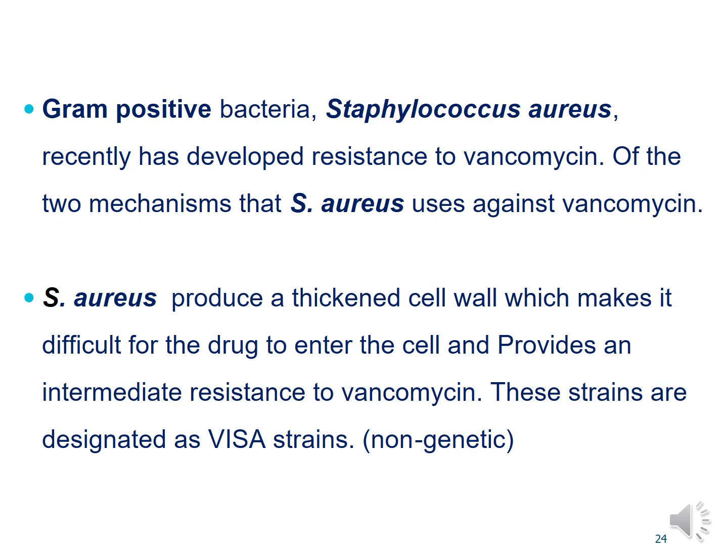Gram-positive bacteria like Staphylococcus aureus have recently developed resistance to vancomycin. One of the mechanisms has been used against vancomycin. Staph aureus produces a thickened cell wall, which makes it difficult for the drug to enter the cell and provides intermediate resistance to vancomycin. These strains are designated as VISA, which is vancomycin-intermediate Staphylococcus aureus. This is non-genetic.